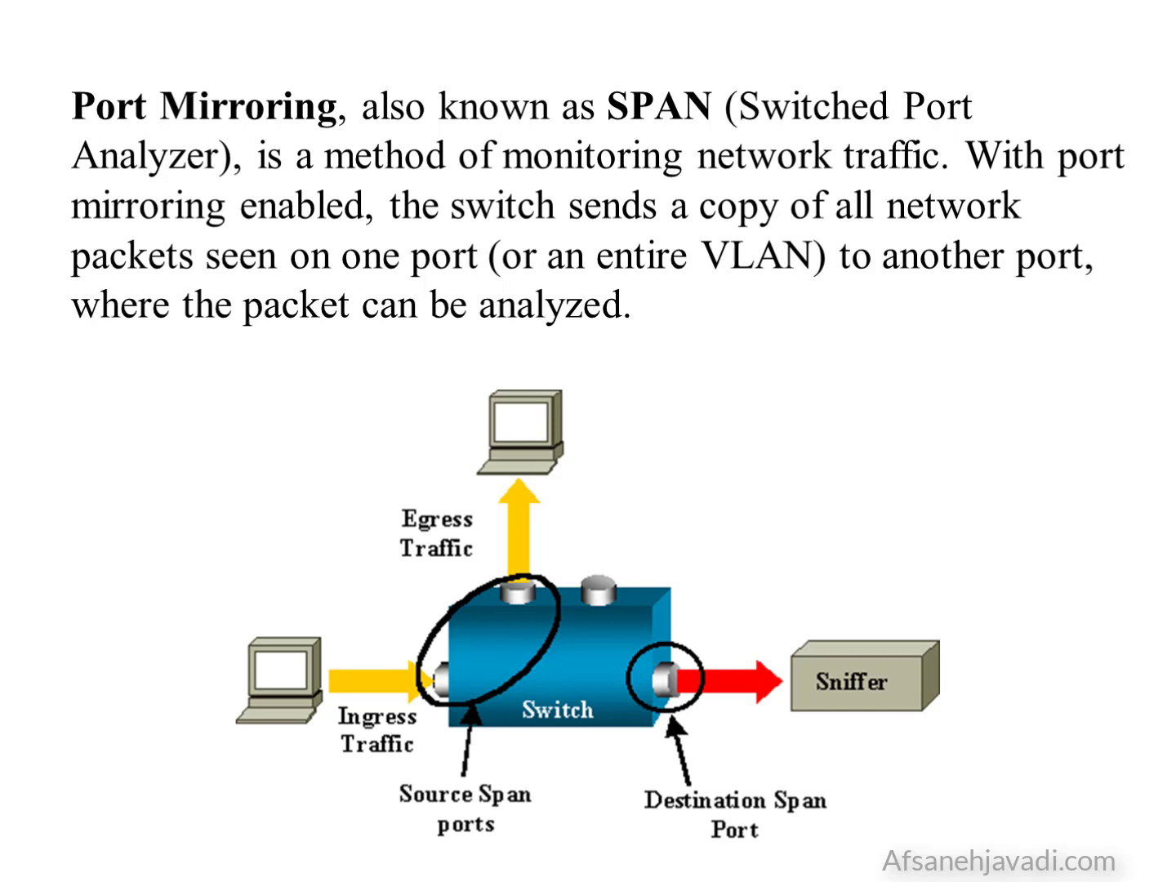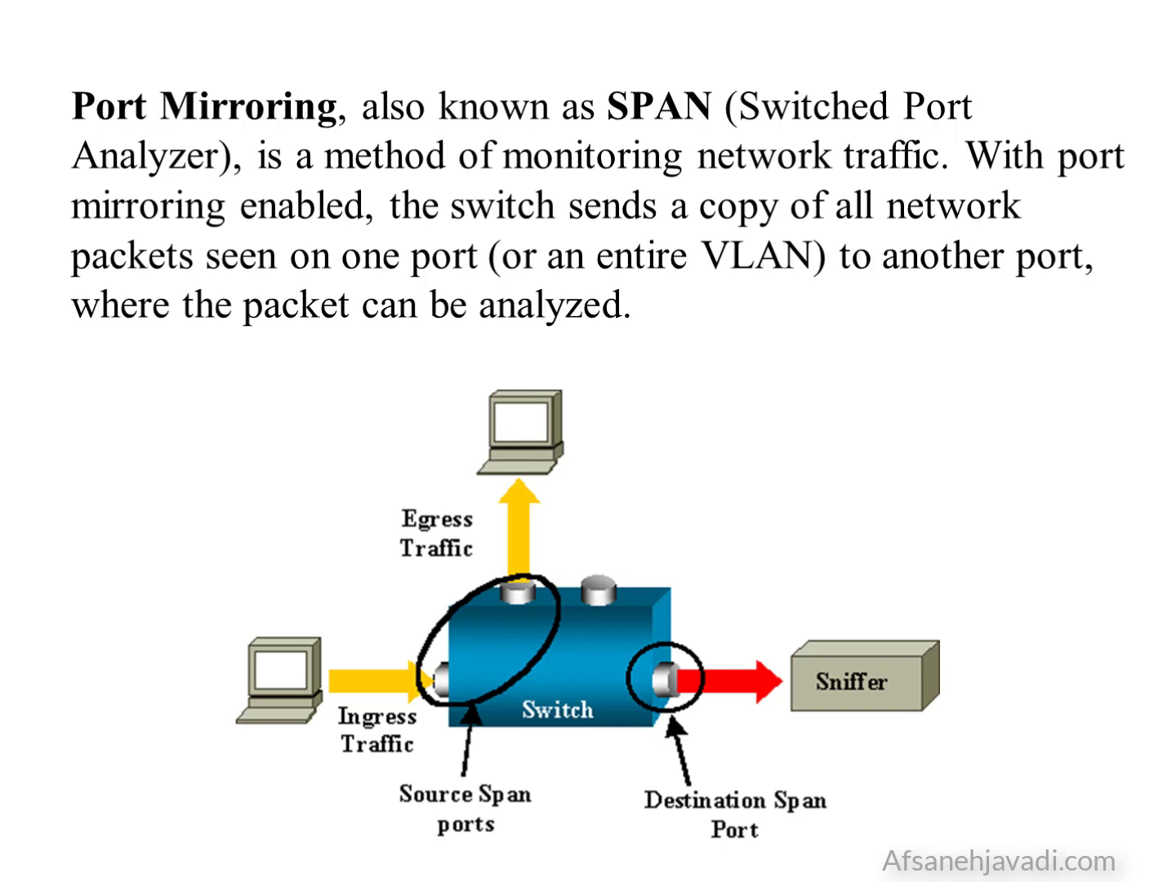Here, have a look at the picture. You can see we have a switch, and two ports are represented by yellow arrows. These two ports are our source SPAN ports. That means we are interested in studying the traffic that is passing through these ports.